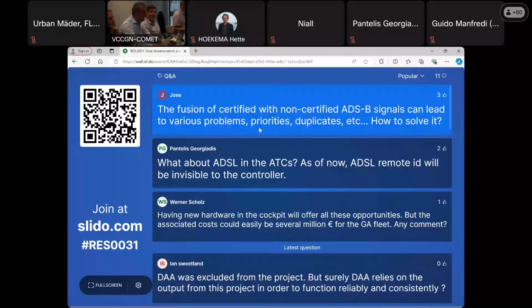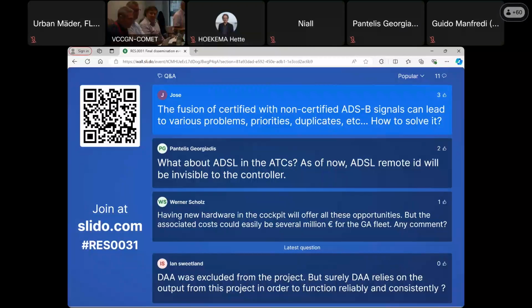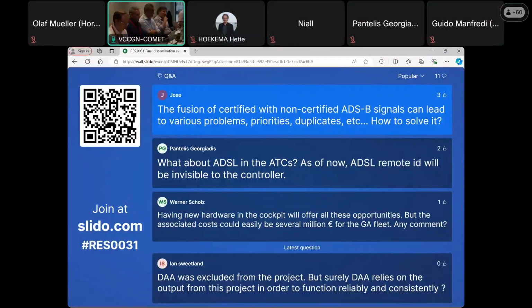So from Jose, the fusion of certified with non-certified ADSB signals can lead to various problems, priorities, duplicates, and so on. How to solve it? Well, if you connect your Mode S transponder with a GNSS signal and it's upgradable, then you get a single ADSB out signal, and that's not a duplicate. So that's how it should work.